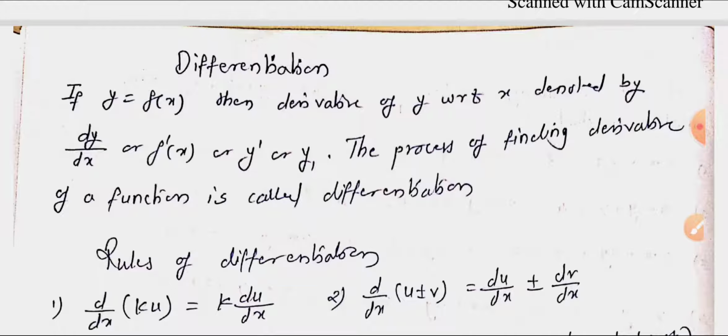So the rules of differentiation. The first rule is d by dx of k into u, where u is a function of x and k is a constant. We write it as k into du by dx. The constant term is kept outside and we differentiate the given function. And the second one is the derivative of u plus or minus v equal to du by dx plus or minus dv by dx.